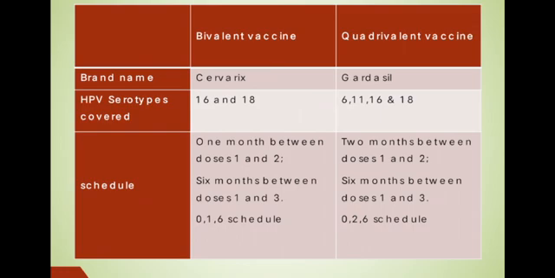For the bivalent, there is 1 month between doses 1 and 2, and 6 months between doses 1 and 3. So it will be a 0-1-6 schedule. Whereas for the quadrivalent, there is a 2 month gap between doses 1 and 2, and a 6 month gap between doses 1 and 3. So it will be a 0, 2 and 6 month schedule.